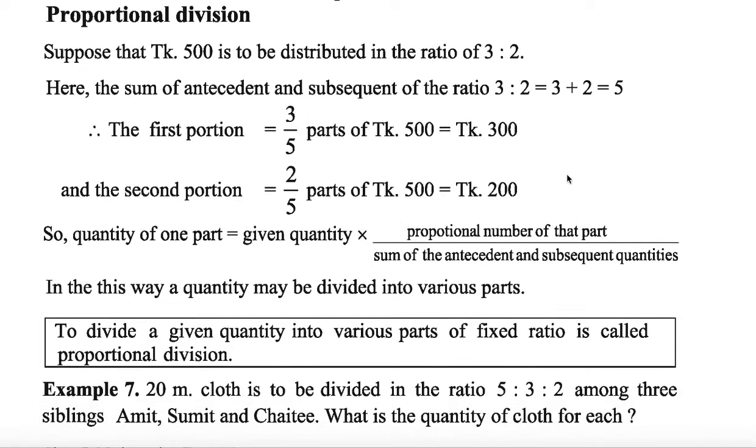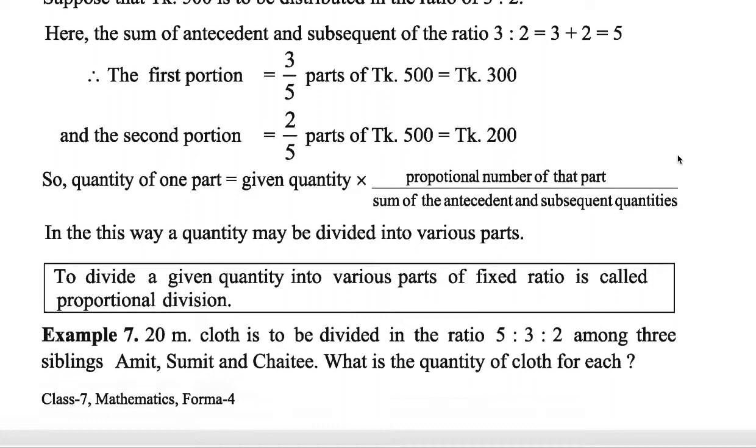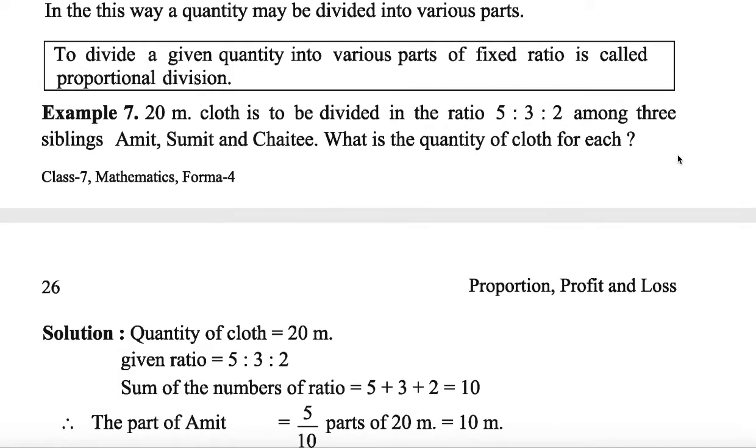Proportional division. Suppose that 500 taka is to be distributed in the ratio of 3:2. Here the sum of the antecedent and the subsequent of the ratio 3:2 equals 3 plus 2, 5. So the first portion is 3 by 5 into total taka. Second portion is 2 by 5 into total taka. So the quantity of one part equals the given quantity into the proportional number of that part by the sum of the antecedent and subsequent quantities. In this way, a quantity may be divided into various parts. To divide a given quantity into various parts of a fixed ratio is called proportional division.